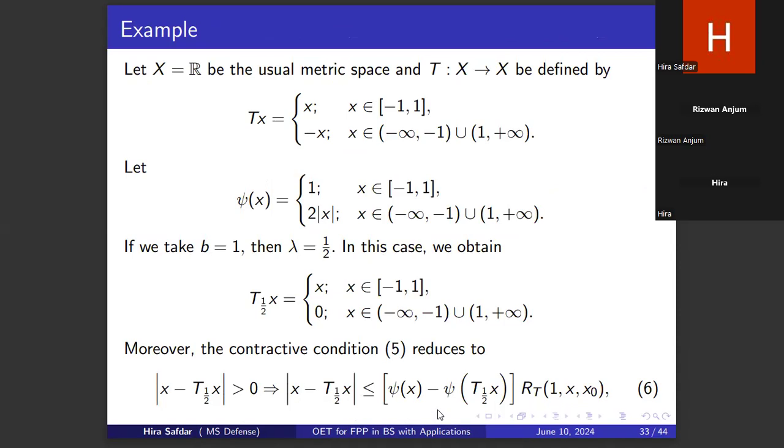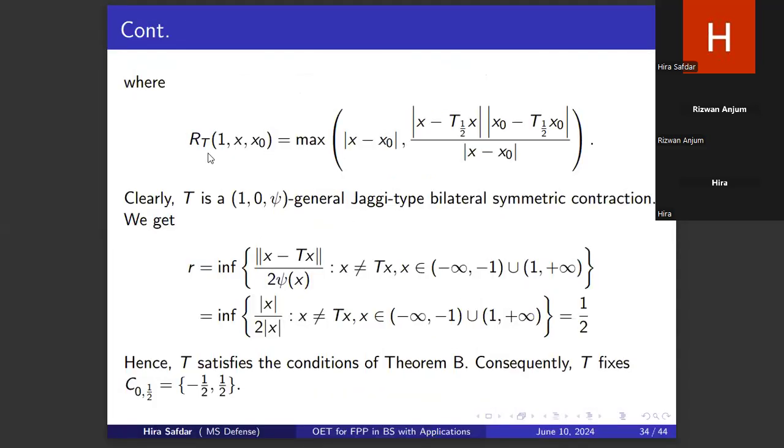This is an example of a mapping T defined in this way. We satisfy our theorem. So for Tx and psi(x), if we take b equal to 1, then lambda is equal to 1/2. In this case, we obtain T(x) = 1/2 x. Moreover, contractive condition 5 reduces to 6, and R_T,1(x, x0) is equal to this. Clearly, T is a Jaggi type bilateral symmetric contraction, and R is equal to 1/2. This satisfies the condition of theorem B. Consequently, T fixes the circle.